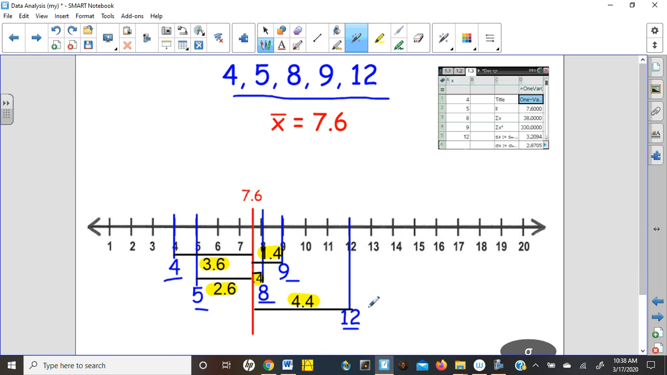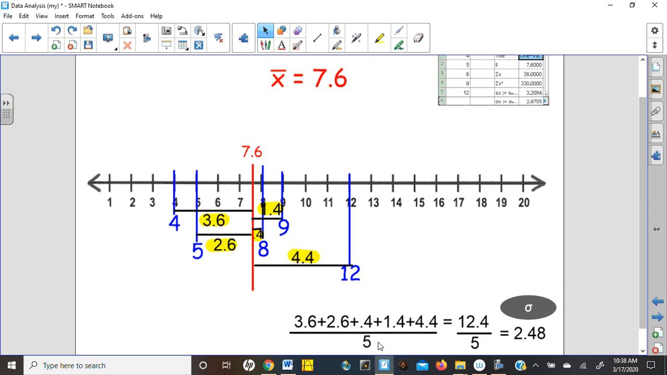So what we want when we talk about what standard deviation is, we want to figure out how far away from the mean these 5 data points are. And so I found that one of them was 3.6 units, one was 2.6, one was only 0.4. This one, 9, was 1.4 units away, and 12 was 4.4 units away. So then I just took those 5 differences and I averaged them. Now, that's kind of an idea of what standard deviation is. It's not perfect, but it's a general idea.